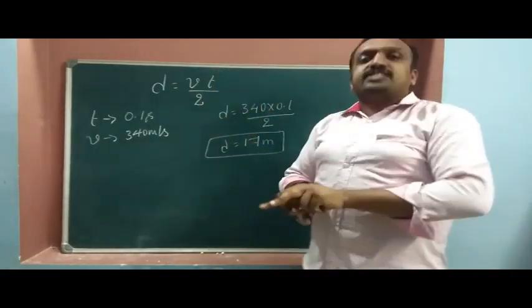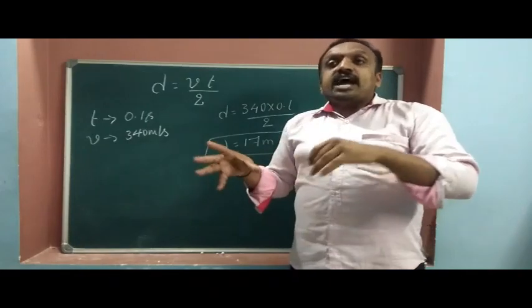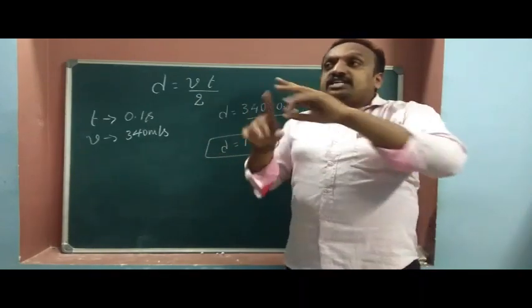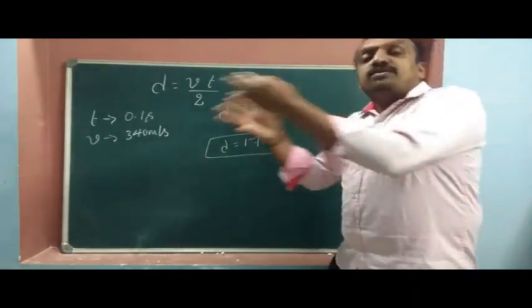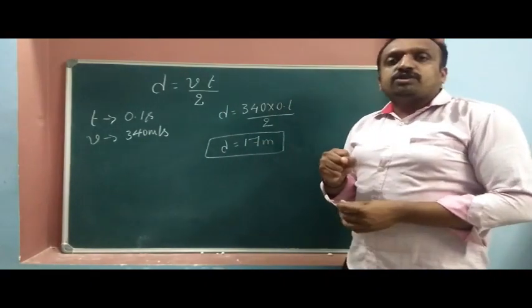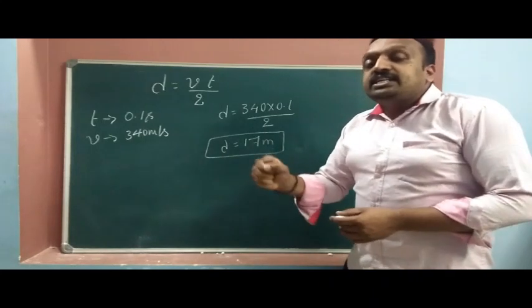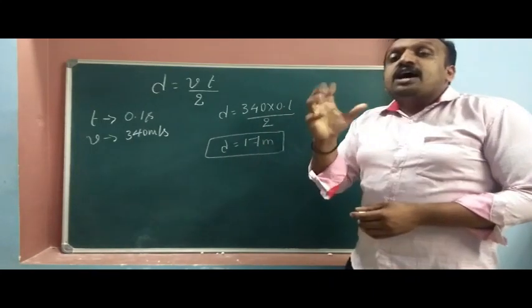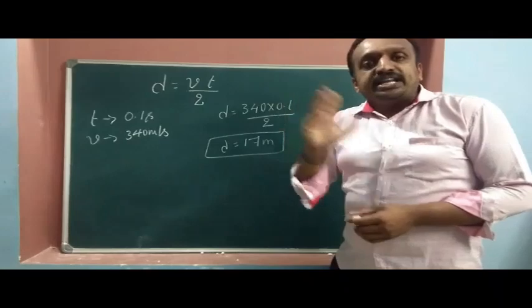And the reflector must be of sufficiently large size so that it can reflect the sound wave. Its size must be more than the wavelength of the sound wave. Along with that, the intensity of the sound must be such that it can reflect back and can be heard very clearly.